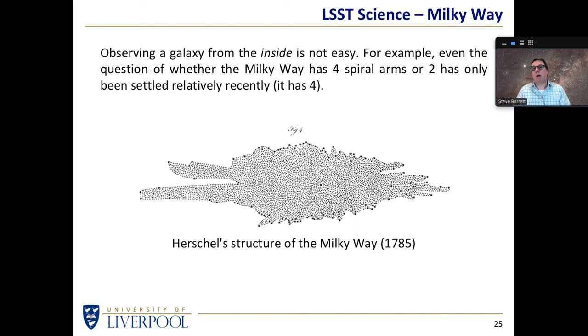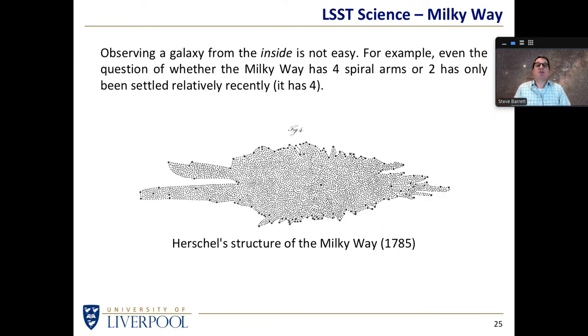What about the Milky Way? Well, looking at a galaxy from the inside is not as easy as you think. In some sense, it's easier to see what's happening in Andromeda than it is to find out what's going on in the Milky Way, simply because we're on the inside and we don't get that great a view. Indeed, it's only relatively recently that we figured out that the Milky Way has 4 spiral arms. Before that, it wasn't clear whether it had 2 or 4.